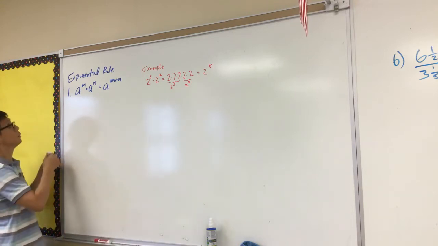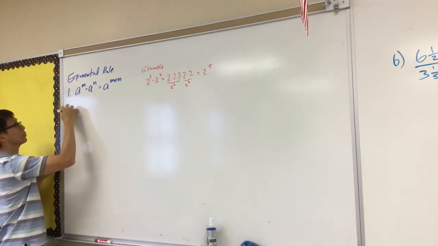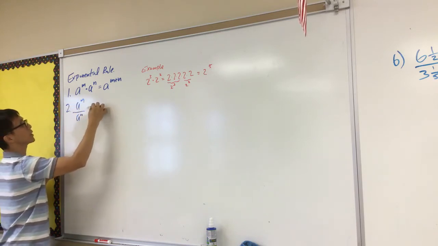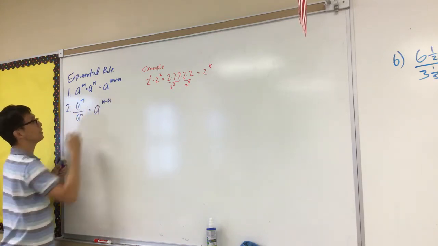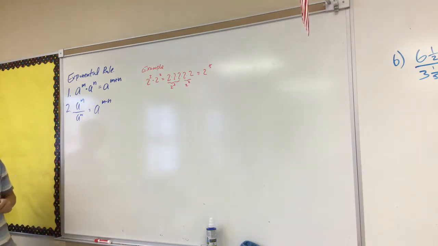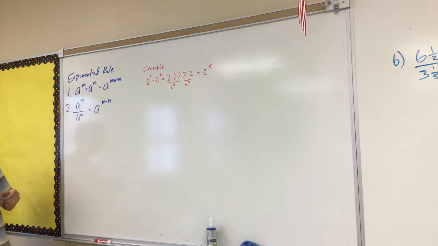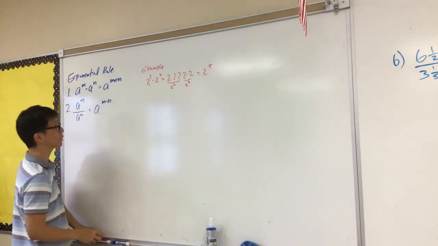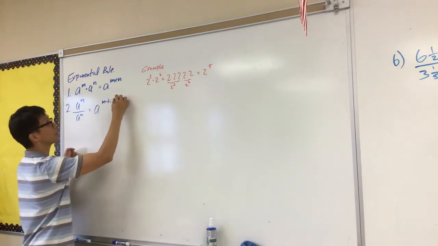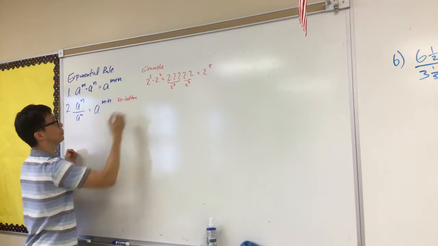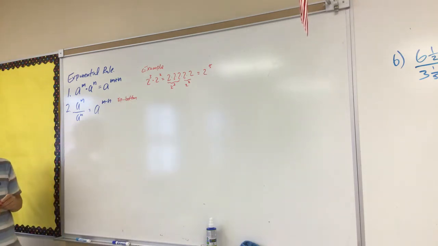So the second rule is a to the m over a to the n is equal to a to the m minus n. And for me, I can never remember which subtracts which. So here's the rule that you're gonna understand. It's always top minus bottom. Are we okay here? Yeah.